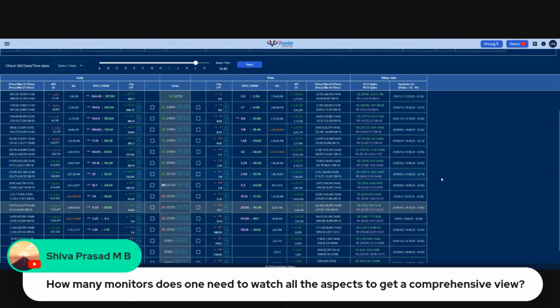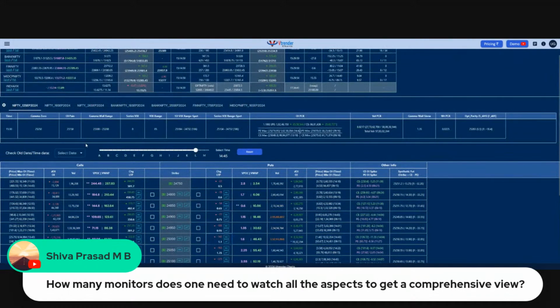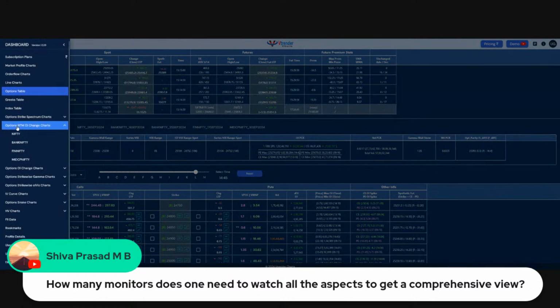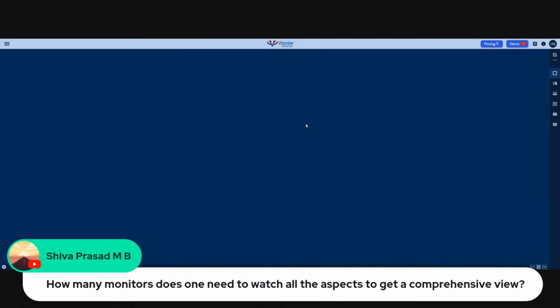So we have covered the line charts, and we have covered how we use the VWAP and the POC and look at taking trades in the line charts. One more important aspect, and where this all began, why we are discussing the gamma zero thing, is this NTM OI chain charts. This is a very important feature which also shows us the spectrum.